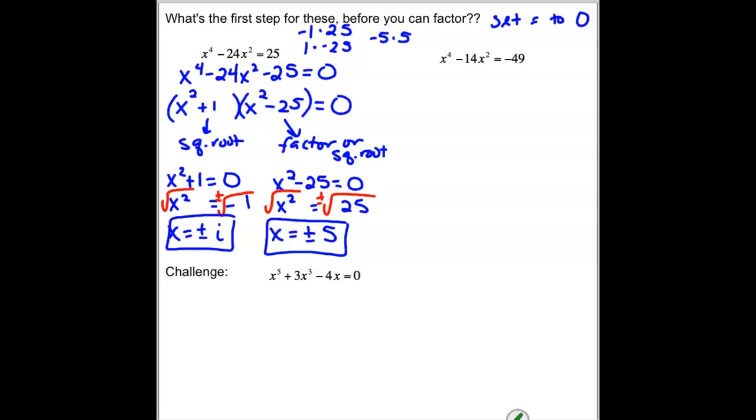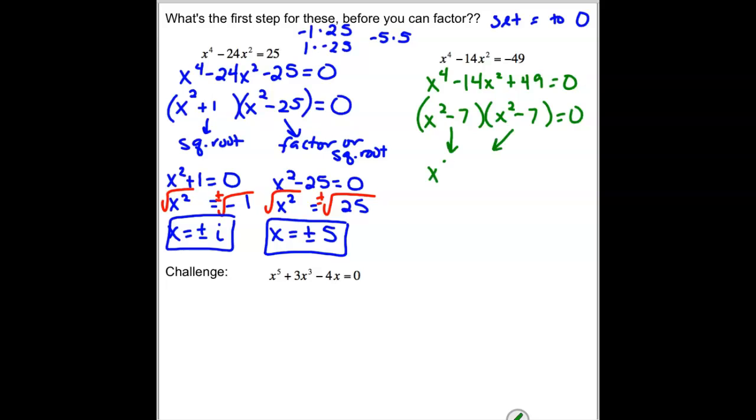Okay, let's check. We should have added the 49 over to the left side. We then factor it, splitting up our x to the 4th into x squareds. We need two numbers that multiply to be 49 but add up to negative 14. You should have had both of them being negative 7s. Setting them equal to 0, since they're the same, we're going to get the same answer for both of these. We're going to add the 7 over, square root. So we get x equals plus and minus the square root of 7.